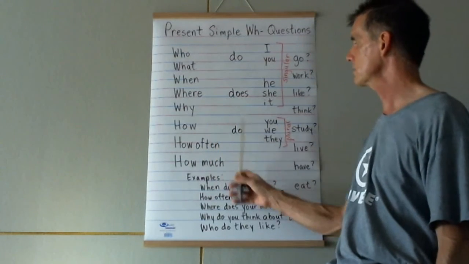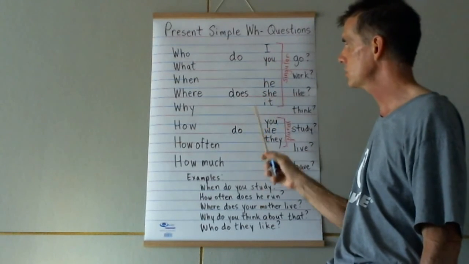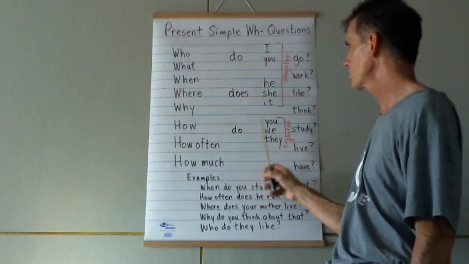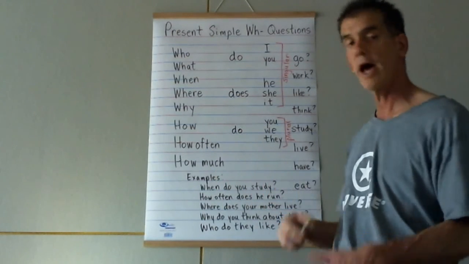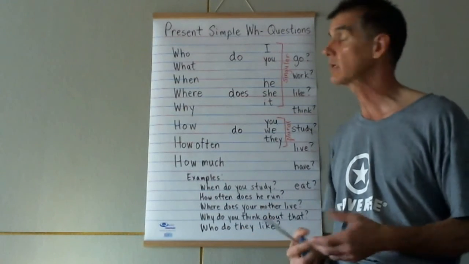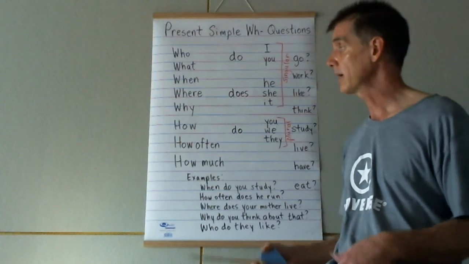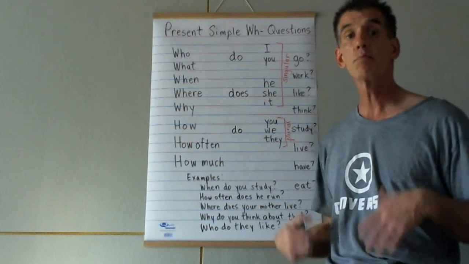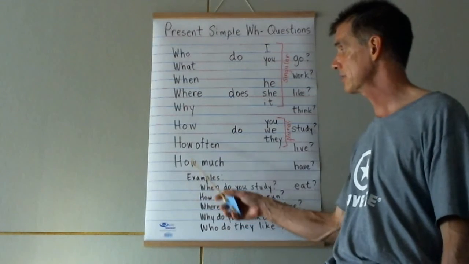All right, so let's go down to you, we, they in the plural. These ones are in the singular. I, you, he, she, it are all singular. And then if we go to you, we, and they, why do you have so many books? I have so many books because I like to read. Okay? Why do we live in Hawaii? We live in Hawaii because it is beautiful. So that's an appropriate response to that.